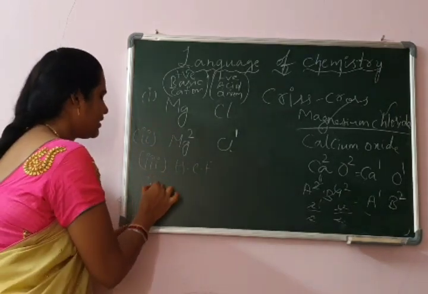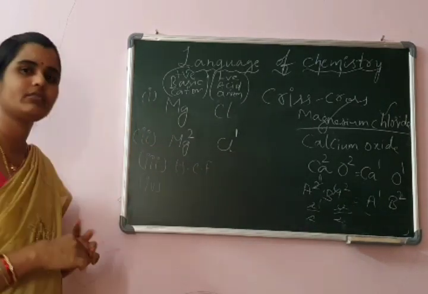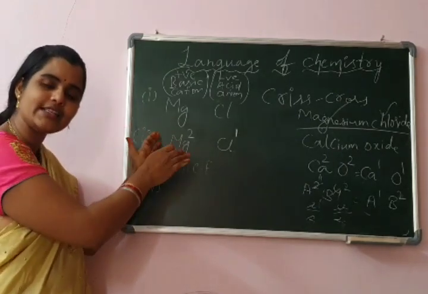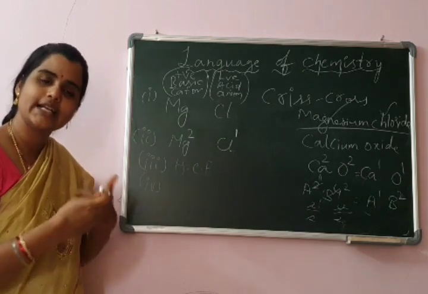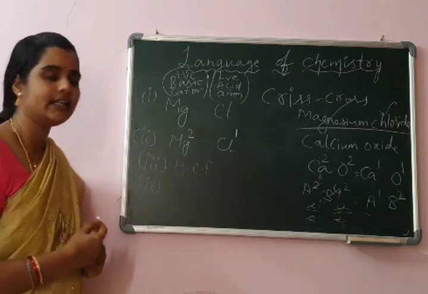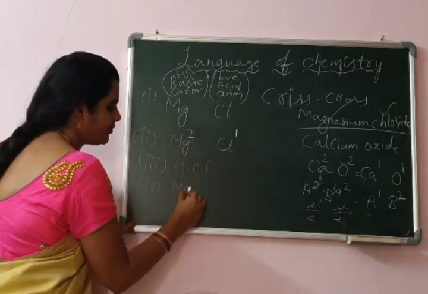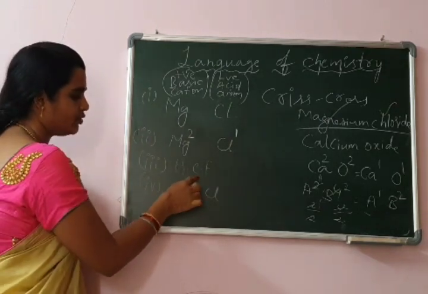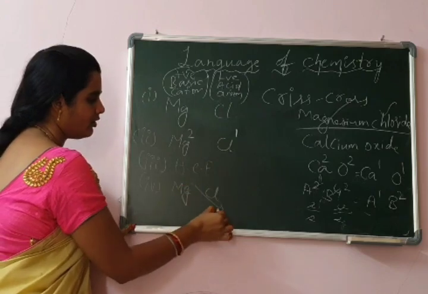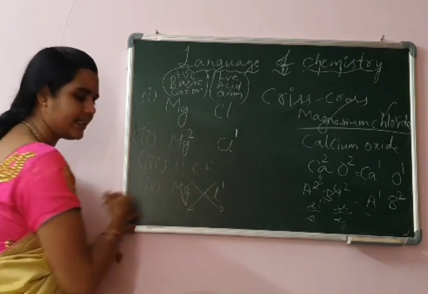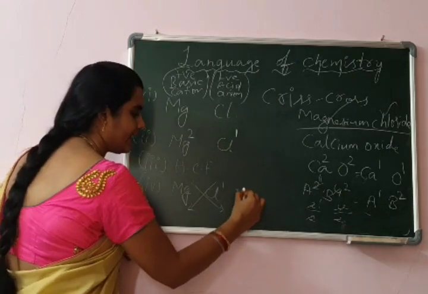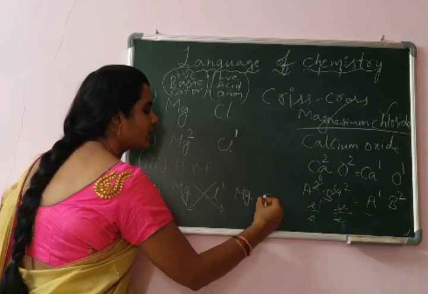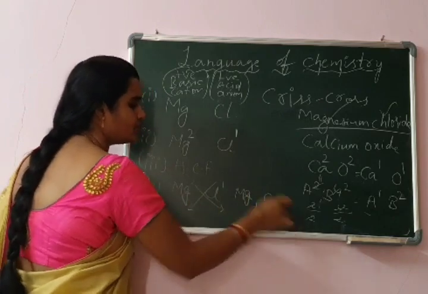So what is the fourth step? You crisscross them. That means you write these valencies to the opposite radical at the lower end. For example, if you take magnesium and chlorine, the magnesium valency is 2, so you write it here. If you write, what happens? Mg will have the suffix 1 and chlorine will have the suffix 2.